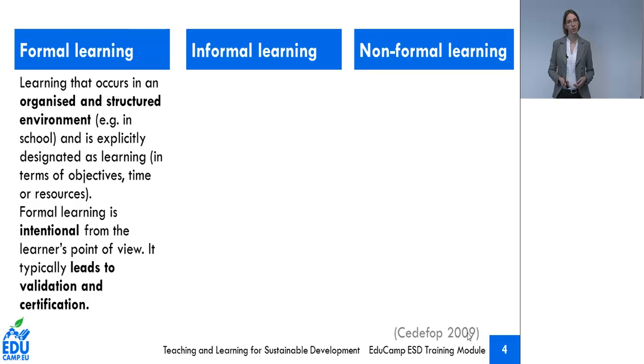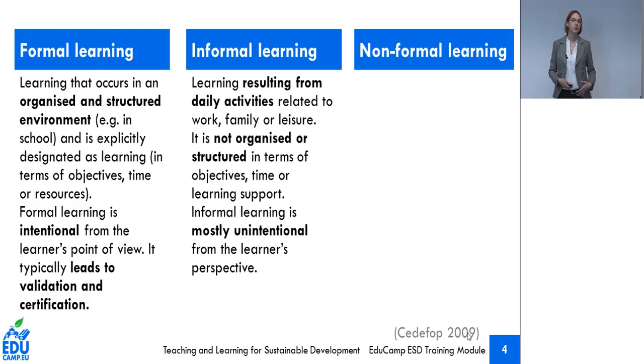Then second, informal learning. This is learning that results from daily activities related to work, to family, but also to leisure issues. It's not organized, it's not structured in terms of objectives, time or also learning materials, learning support, and mostly it's unintentional from the learner's perspective. So you don't say, okay, I want to learn now, but it just occurs unconsciously.